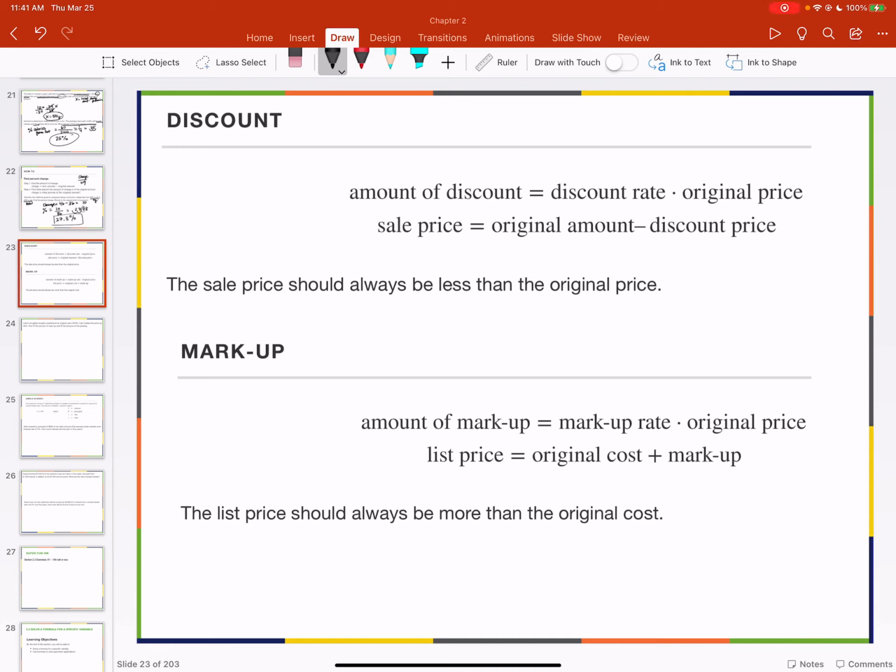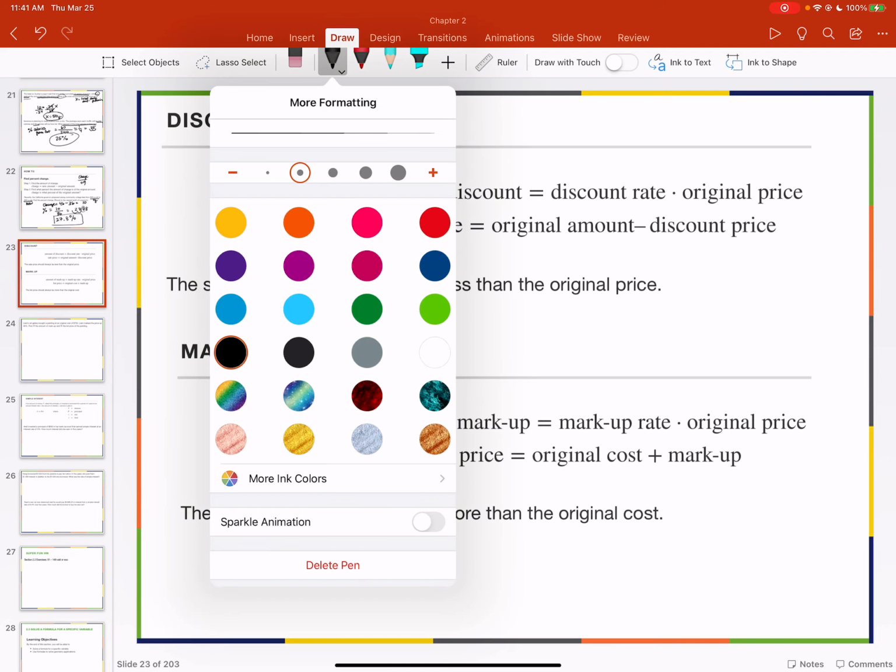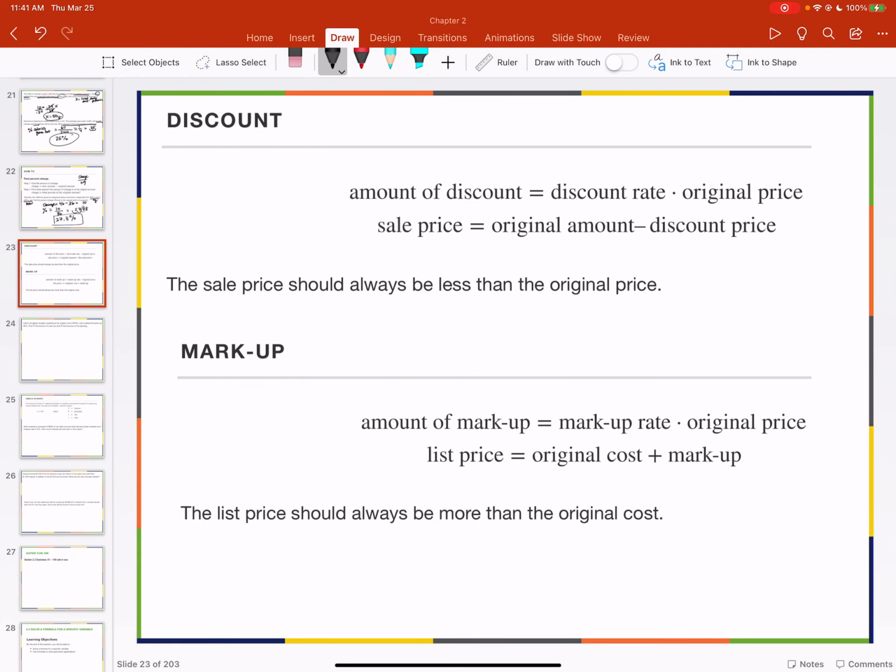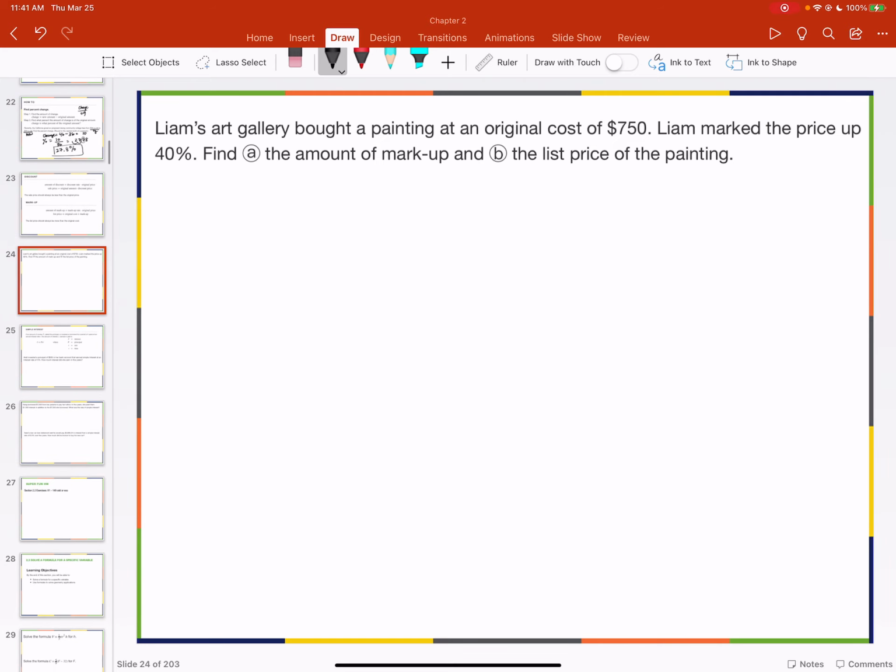So another thing that we're going to use is markup. If people mark up a cost, you have the markup rate times the original price, and that'll give you an amount. And then your list price, or your new price, is going to be the original cost plus the markup. Okay, so for sales, the sale price should always be less than the original. And for markups, the list price should always be more than the original cost. Okay, so let's do a few problems here.